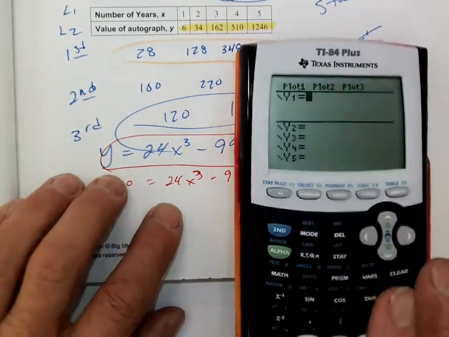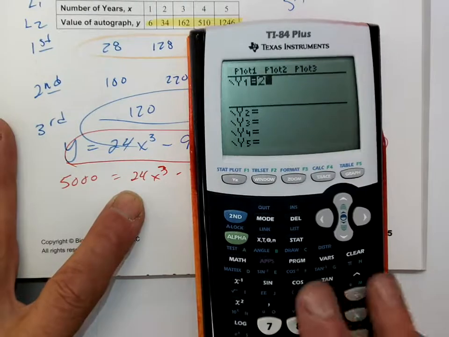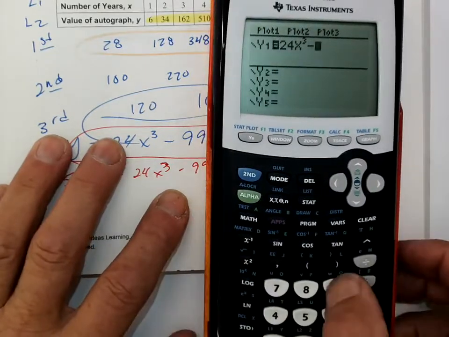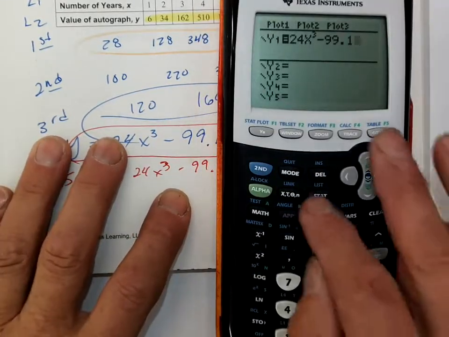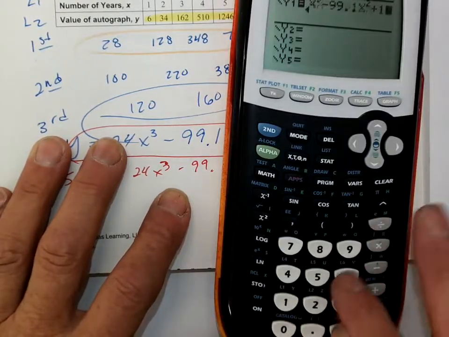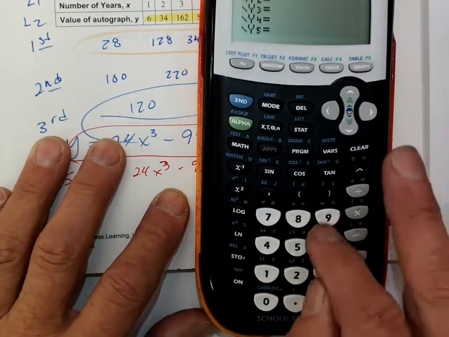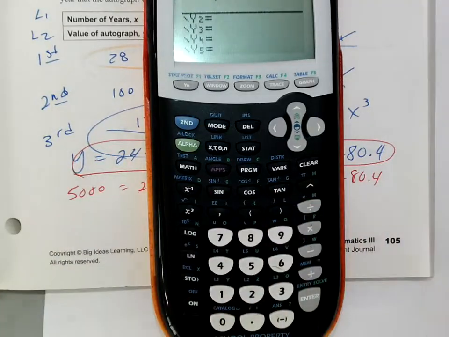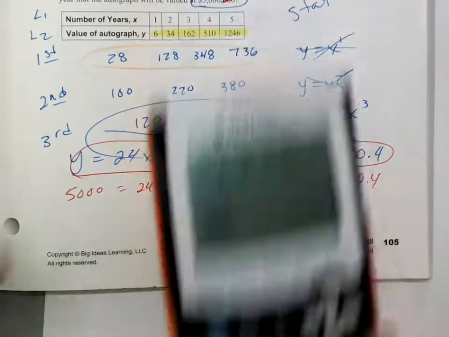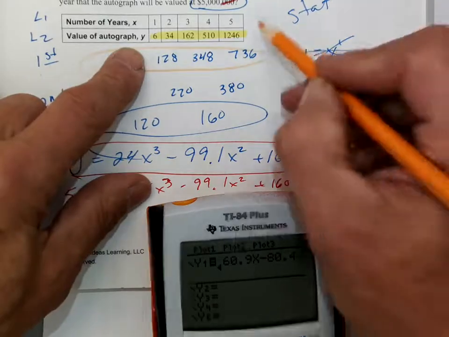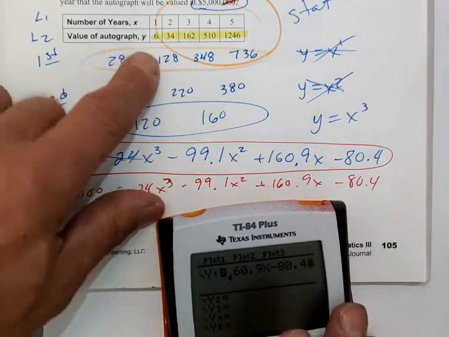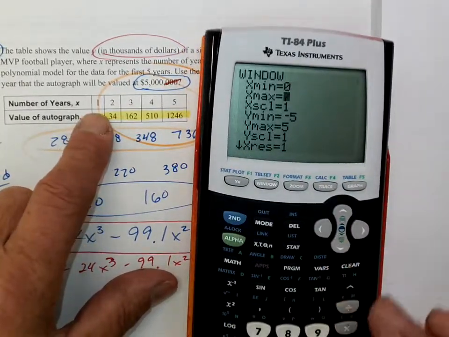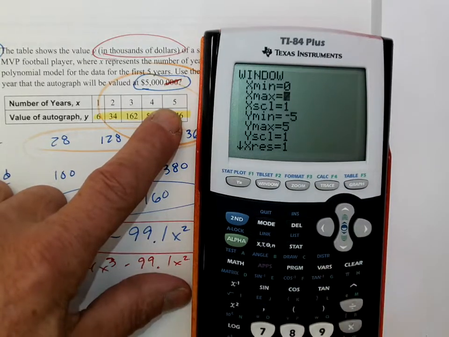Clear that. And I'm going to put in my 24x to the third power minus 99.1x squared plus 160.9x minus 80.4. Now, before I graph this, I've got to be smart enough to use the right window, one that's going to comply with my data. So I'm going to go to my window before I graph it, and I'm going to go from 0 to probably, how about 10 years, okay?